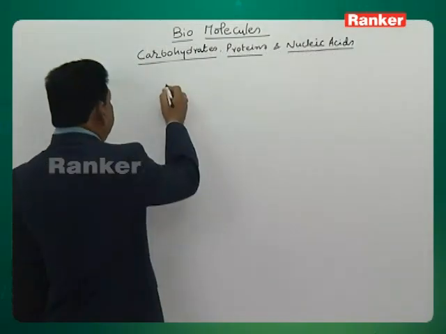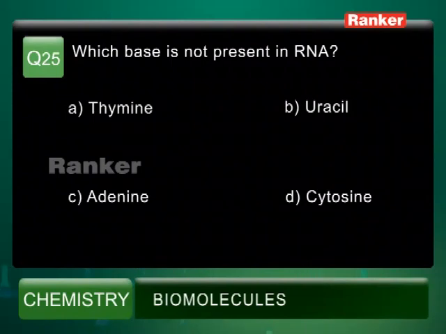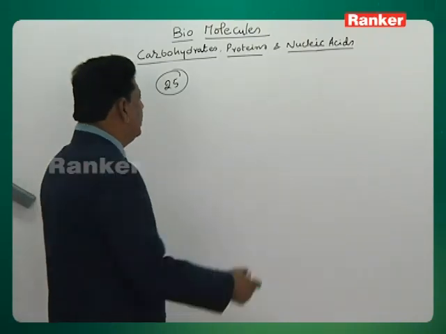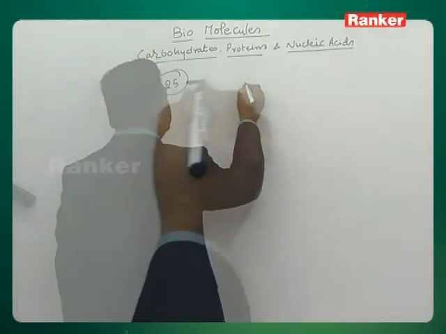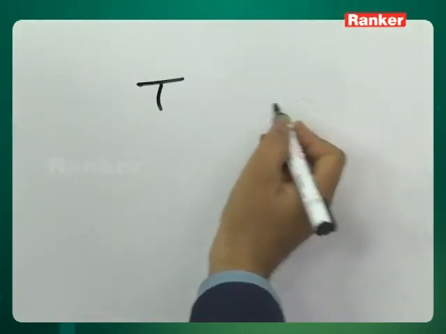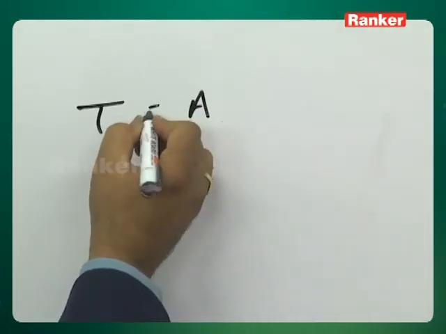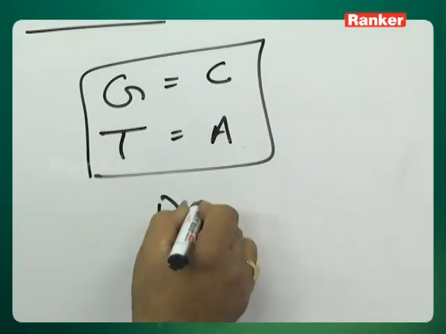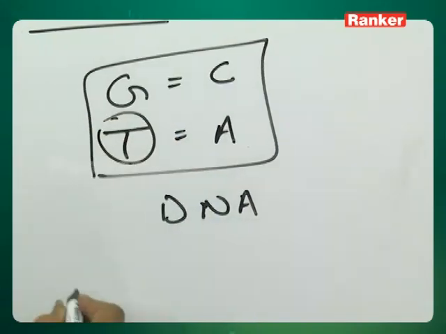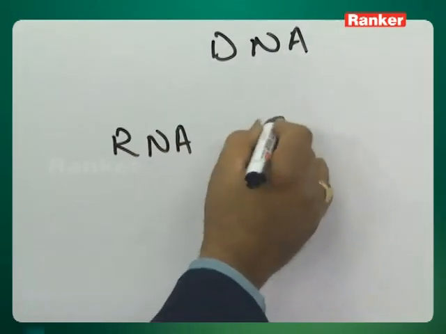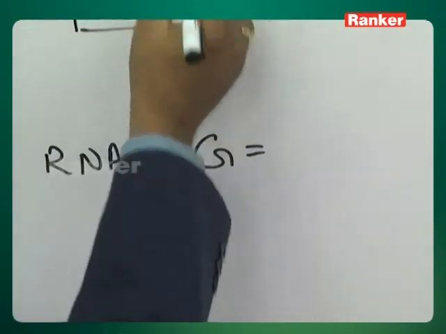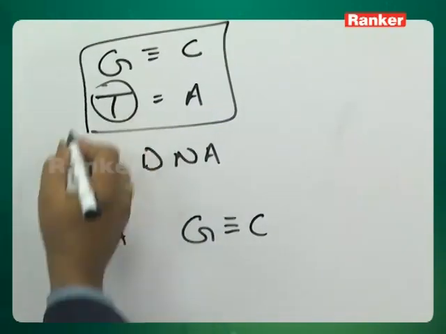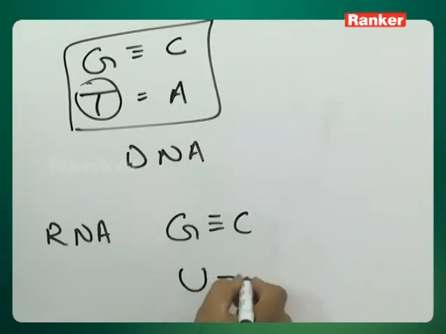Let's go to 25. Which base is not present in RNA? Instead of thymine, we will have a uracil. Thymine will be there in the DNA. Thymine, adenine, guanine and cytosine, these 4 will be there in the DNA. Instead of thymine, in the RNA, we'll have G, and there will be a 3 times hydrogen bonding between G and C. Instead of thymine, U, uracil, will be there, and adenine will be there.